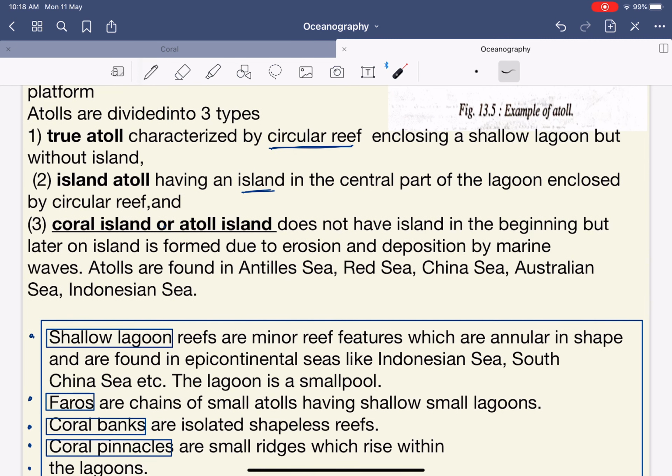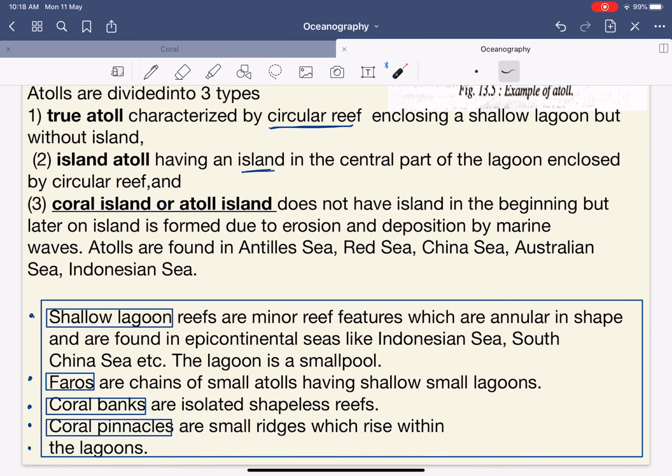Next is the coral island or atoll island. An example is the Maldives. This coral island does not have an island in the beginning, but later on the island is formed due to the erosion and deposition by the marine waves. Atolls are found in the Antilles Sea, Red Sea, China Sea, Australian Sea, Indonesian Sea, and the Indian Ocean. These are some of the basic concepts. You do not need to write this in your answer, but you need to know such things.